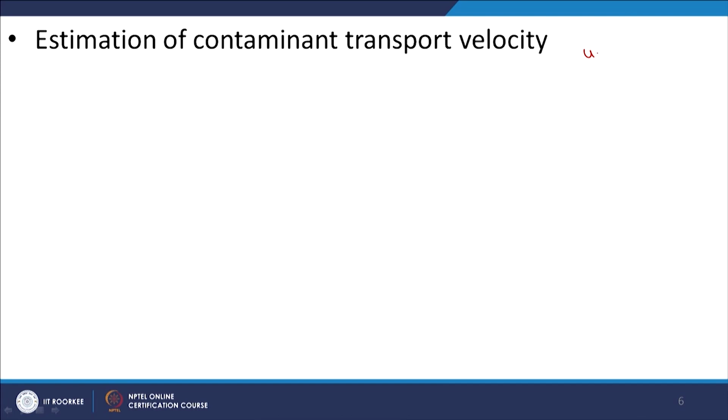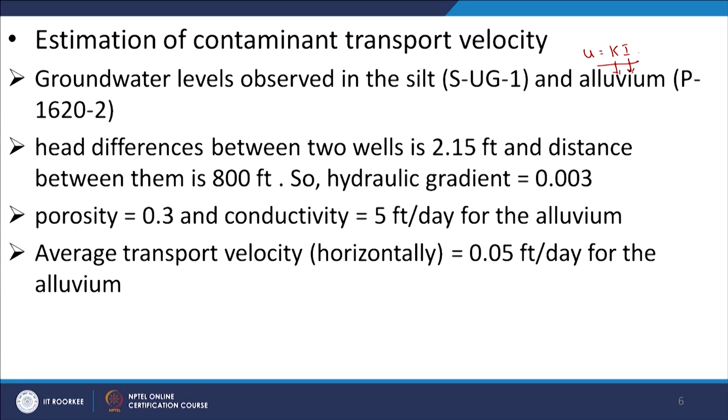Why is that? Because to get the Darcy's velocity, it is equal to Ki. So you need the hydraulic conductivity and the gradient, and let us see what we have. They looked at two wells, and the head difference was looked at, so the hydraulic gradient was calculated, and also conductivity was measured, and then they came up with the horizontal transport velocity to be 0.05 feet per day for this particular alluvium.